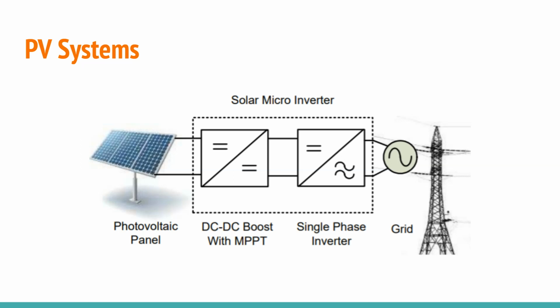The output of the boost converter is called DC link voltage. The boost converter is associated with a term called maximum power point tracker, or MPPT. This is a technique to maximize power extraction and efficiency of power transfer.